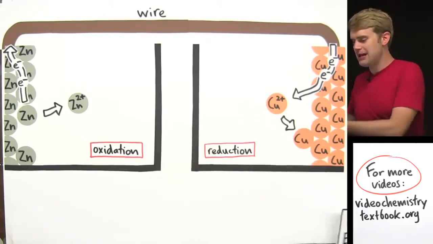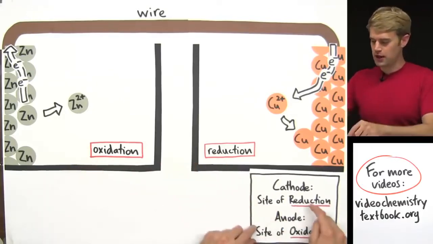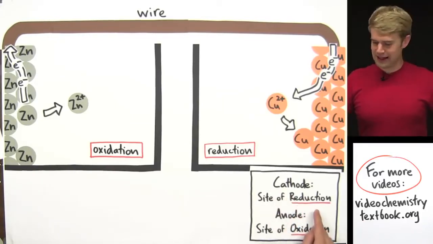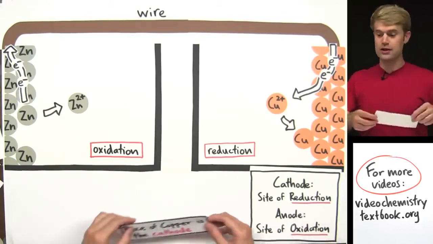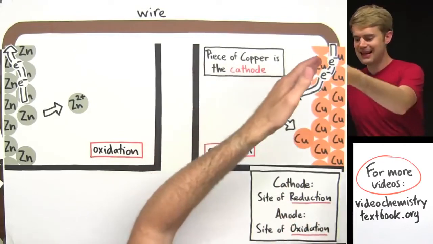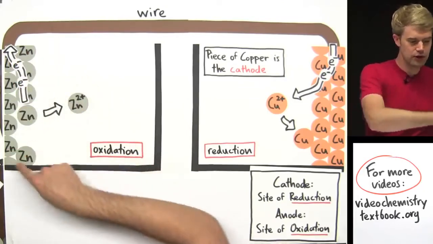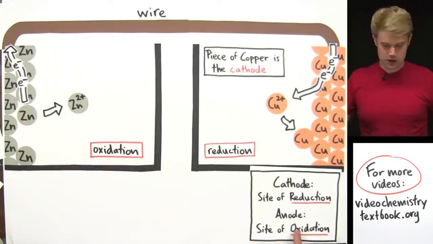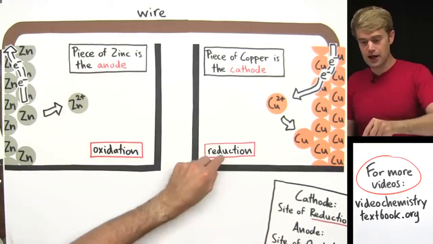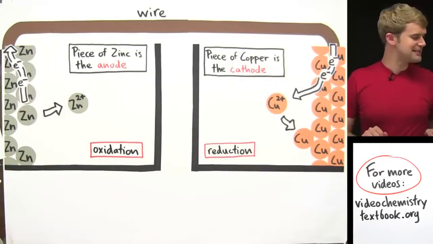Now, we can give names to these two parts of the voltaic cell based on whether oxidation or reduction takes place. The cathode is the name that we give for the site of reduction, where reduction happens. So reduction is happening here, which means that the piece of copper is the cathode, the site of reduction. And the piece of zinc over here is where oxidation is happening, so the piece of zinc is going to be the anode. So reduction at the cathode on copper, oxidation at the anode on zinc.